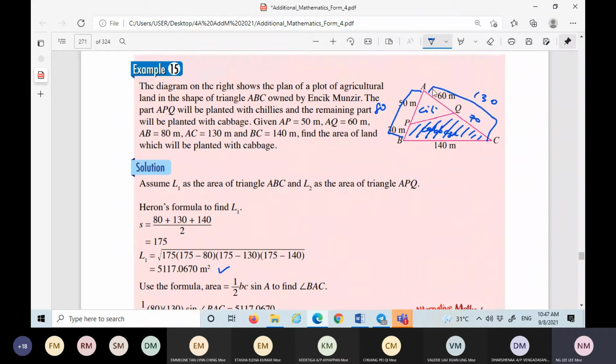For the smaller triangle, I have these two lengths. I don't have this length and I don't have any of the angles. So how to find? No matter how you see it, you have to base on this bigger triangle to get the angle.